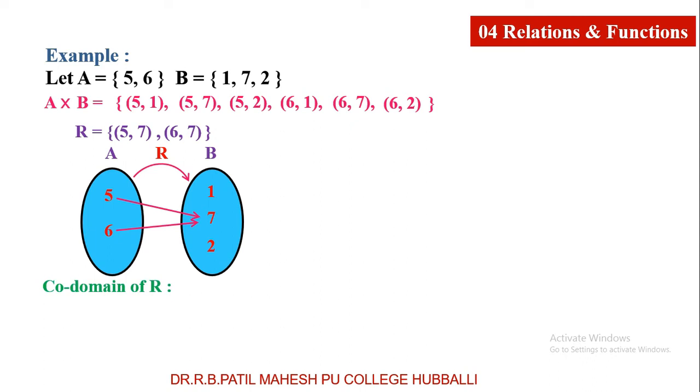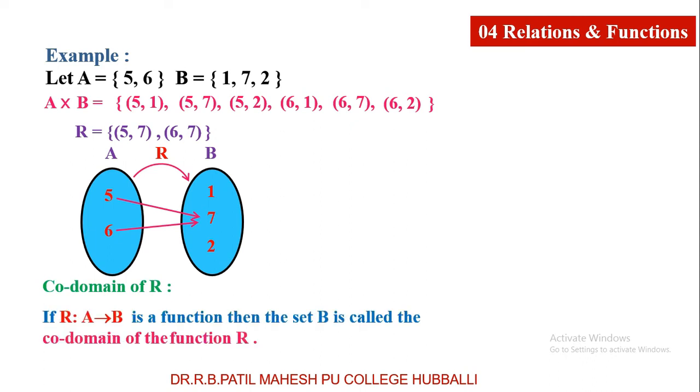What is the codomain of this function? Codomain of this function R is, if R from A to B is a function, then the set B, you can see the diagram, this whole set B is called the codomain of this function R. Hope you are understanding. Codomain is nothing but this entire set B. Now, codomain of R is nothing but the elements 1, 7 and 2. So this is the set, and it is called the codomain.